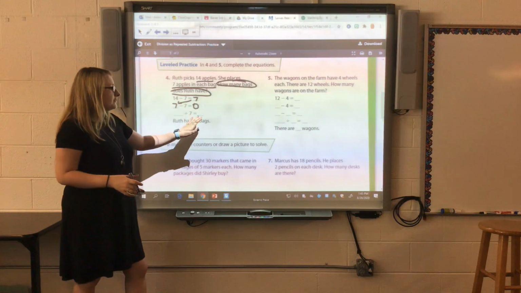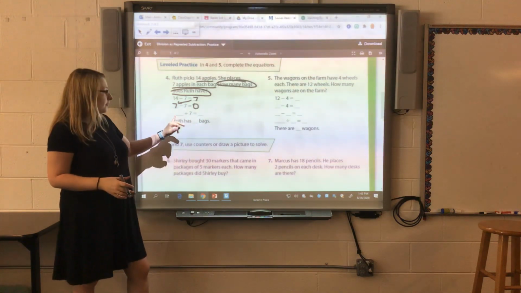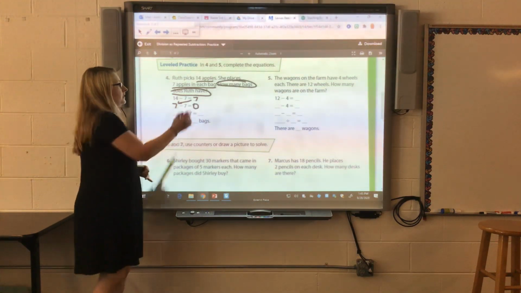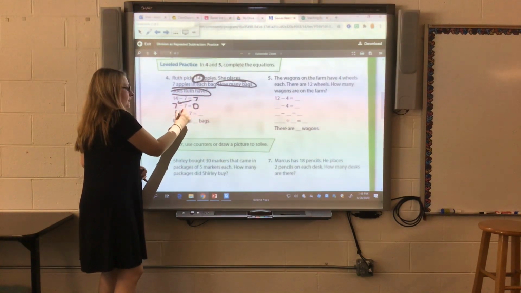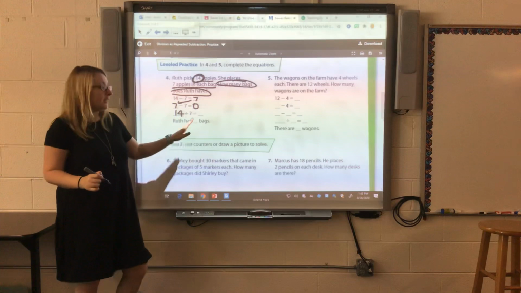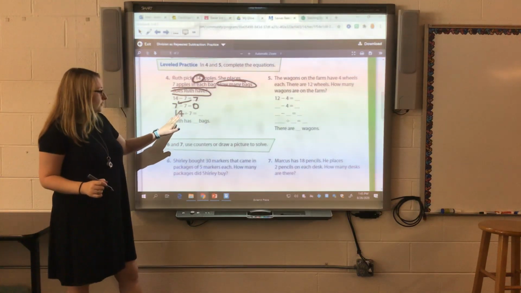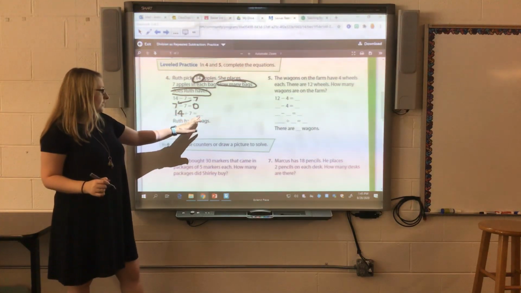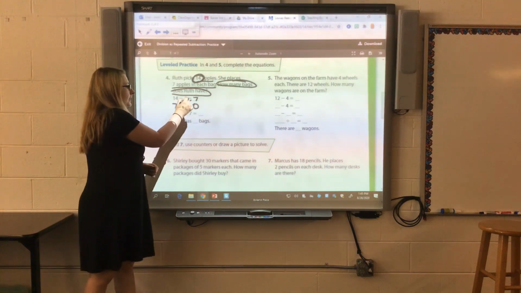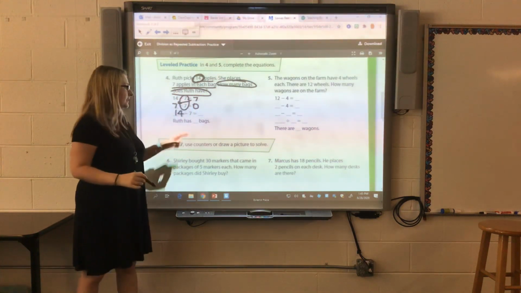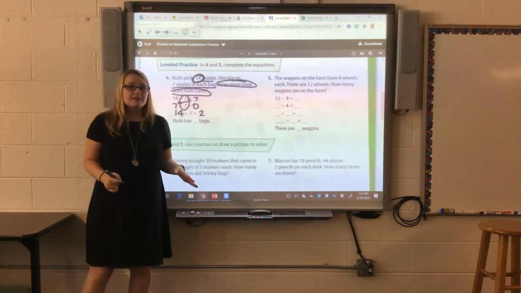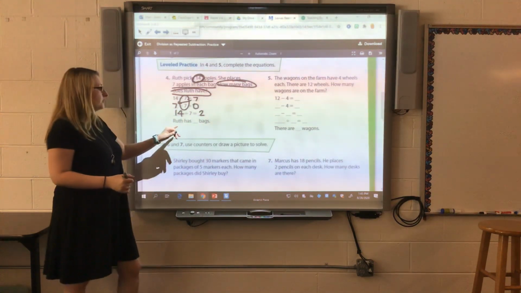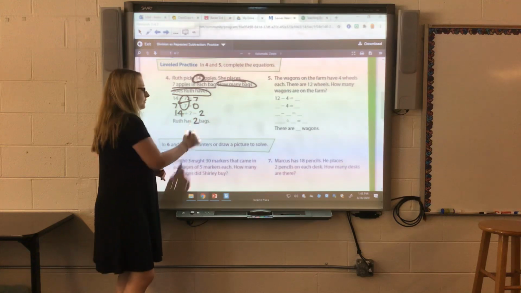Now we have to answer the division equation. So remember, our biggest number goes here. She has 14 apples. That's how many she starts with, so that goes first. 14 divided by 7 equals, remember we count how many we subtracted, 1, 2. So 14 divided by 7 equals 2. Ruth has 2 bags.